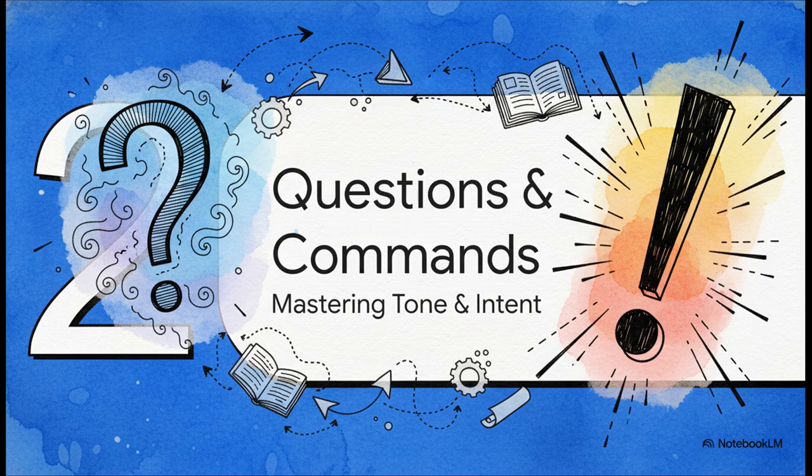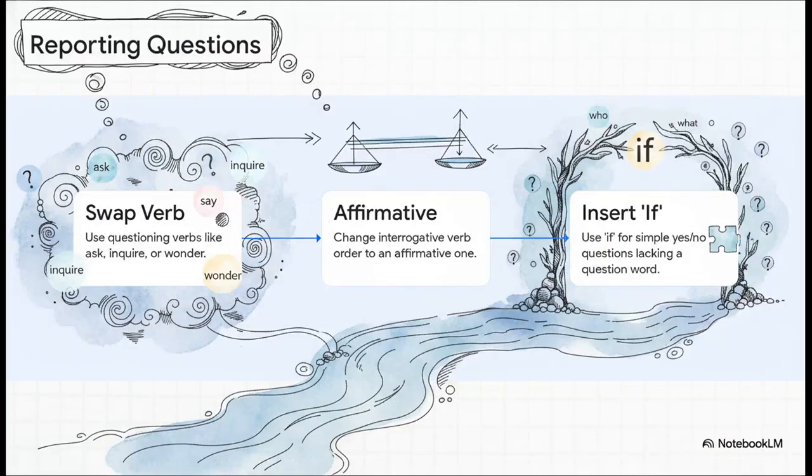Moving right along to Section 2, Mastering Questions and Commands. For reporting questions, the text outlines a really clear three-step process. Step 1, you literally cannot use the word say for a question. You have to swap it out for questioning verbs like ask or inquire. Step 2, you've got to change that interrogative verb order back to an affirmative one. And finally, step 3, if you're dealing with a simple yes or no question, one that doesn't have a who, what, or where, you absolutely must insert the word if.